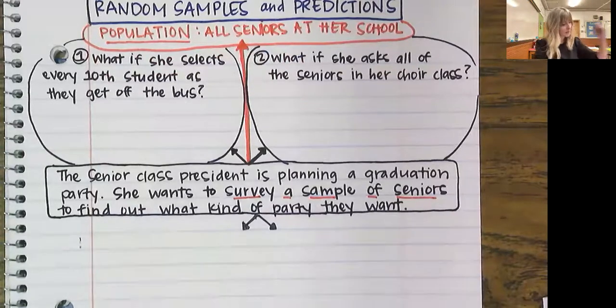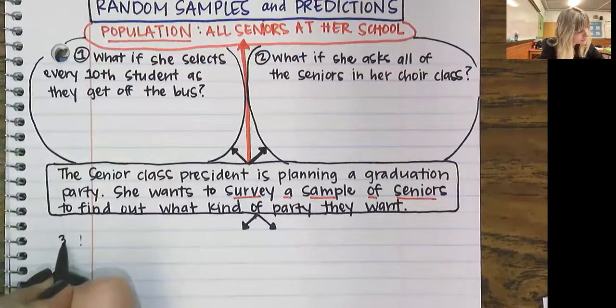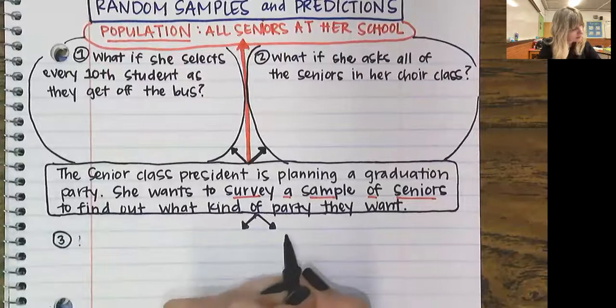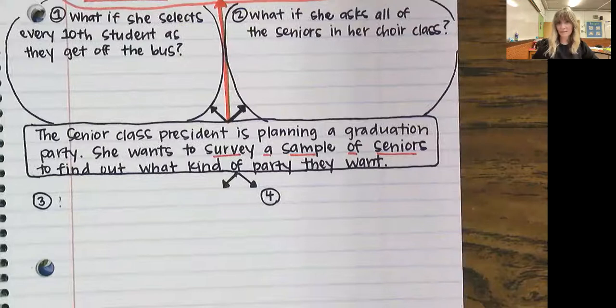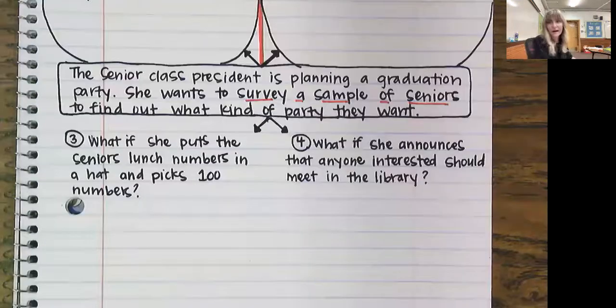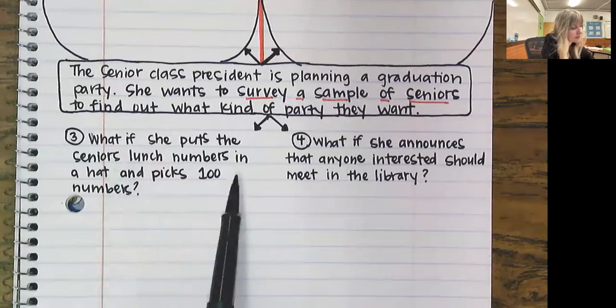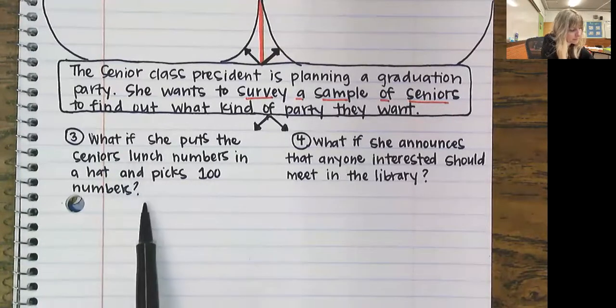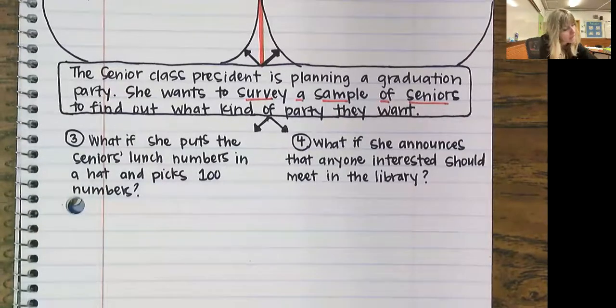Okay. And I'm going to come over here and I'm going to write number 3. I'm skipping a space and writing number 3, skipping a space and writing number 4. And then I'm going to put a bunch more words. All right, here's the words. Number 3 says, what if she puts the seniors' lunch numbers in a hat and picks 100 numbers? There should be a little possessive apostrophe there. And number 4, what if she announces that anyone interested should meet in the library?